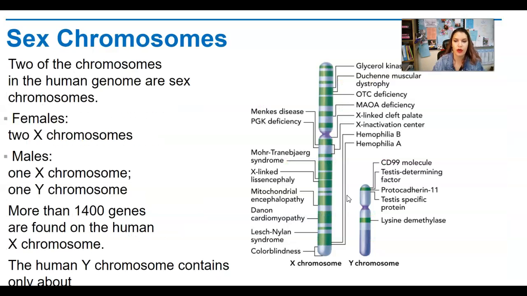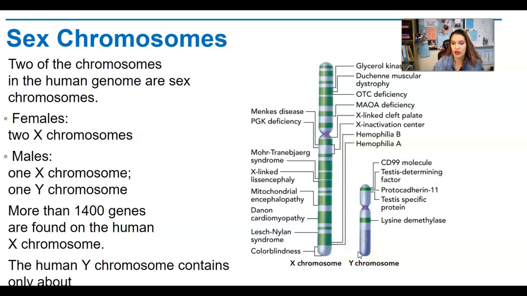Okay, so our sex chromosomes, there are 2 chromosomes that we call sex chromosomes. The female would have 2 X's, and males would have 1 X chromosome and 1 Y chromosome. We know that there are more than 1,400 genes found on the human X chromosome, and the human Y chromosome contains only about 100, I think that says 150 genes. It's cut off. But yeah, significantly fewer genes.